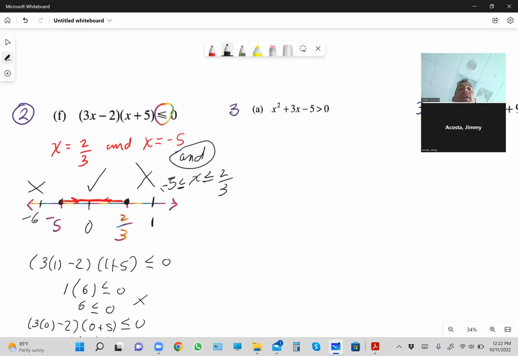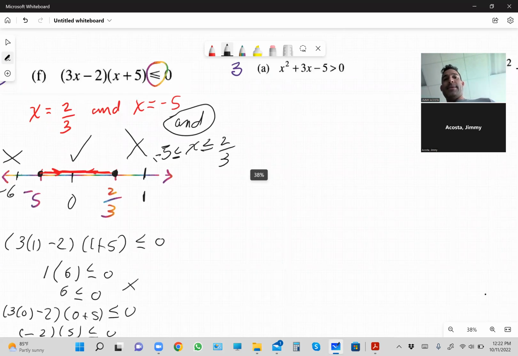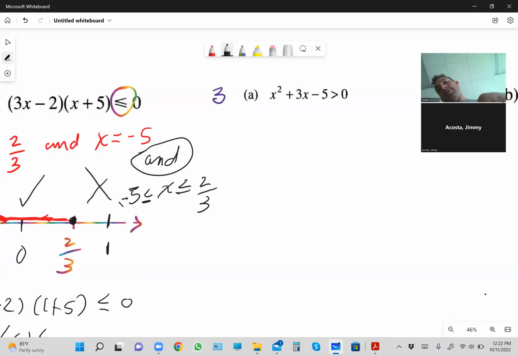All right. So now the third one says to use an algebraic method. An algebraic method. So we have x squared plus 3x minus 5. What's an algebraic method? It means use the quadratic formula. Again. So isn't it like x is greater than or equal to? A equals 1, B equals 3.